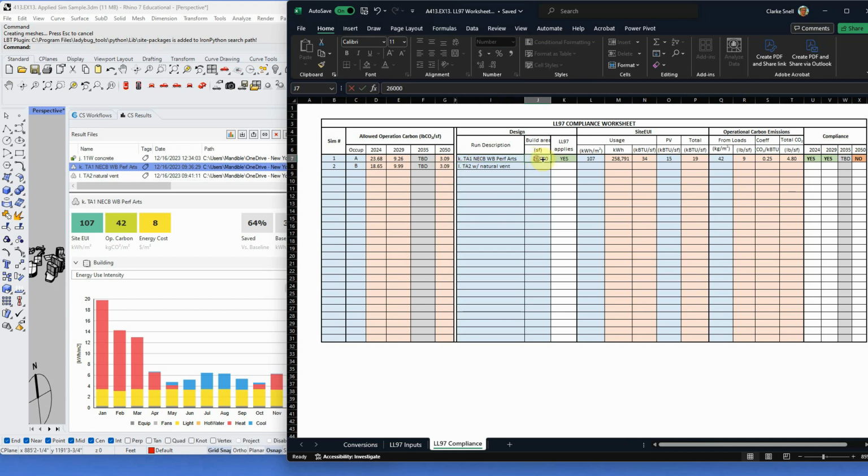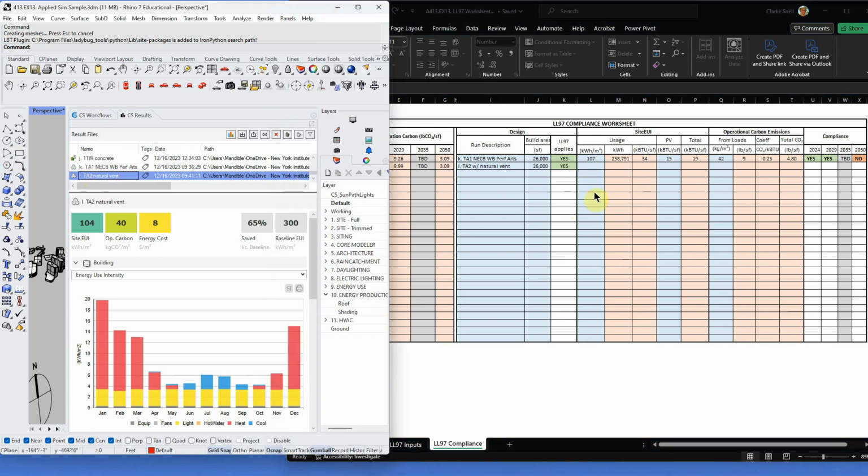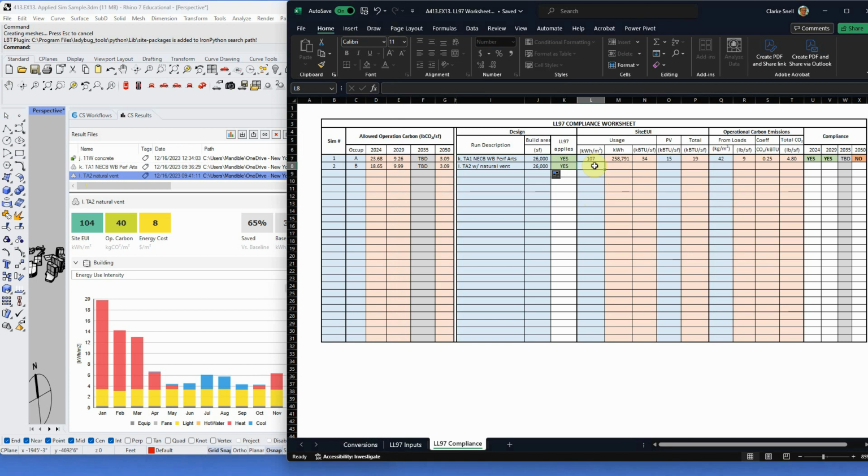And I've got 26,000 square feet. We're at 104. Same 15. And we're at 40 now kilograms of carbon. So, like I said, we're doing great. We're meeting our requirement for 24 and 29.